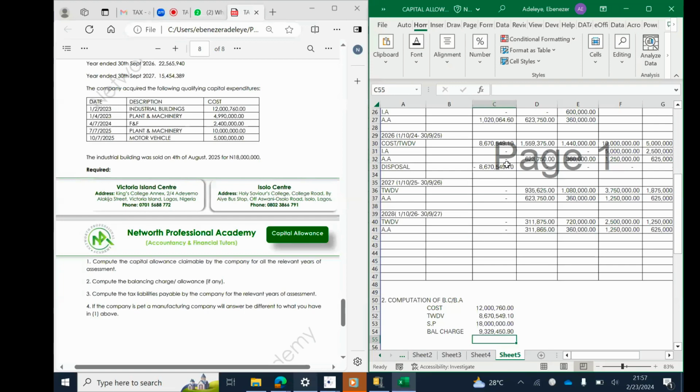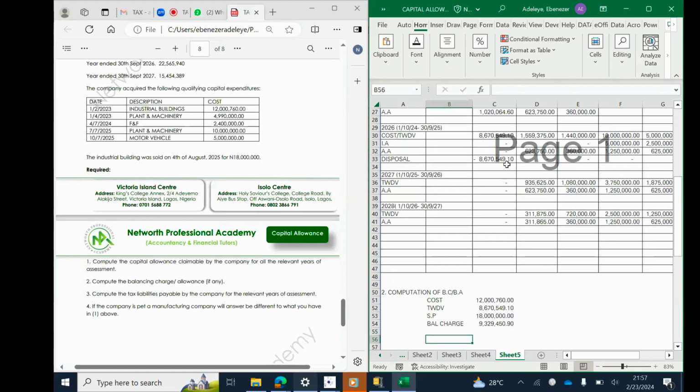But we have to check the total allowance that the asset has enjoyed, because this is a balancing charge. If it was a balancing allowance, we wouldn't have had any issues; we would have kept enjoying it until we finish. But this is the balancing charge, so we have to check the total allowance that the asset has enjoyed so that we can know if we are to restrict that balancing charge or not.